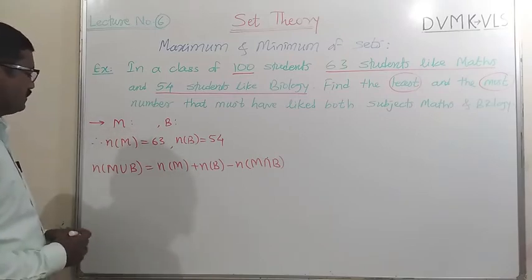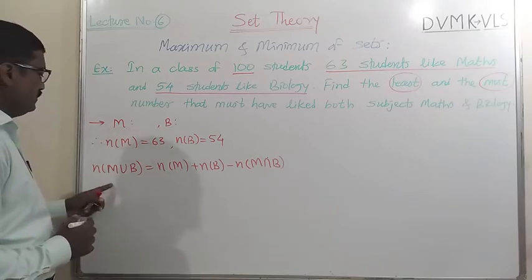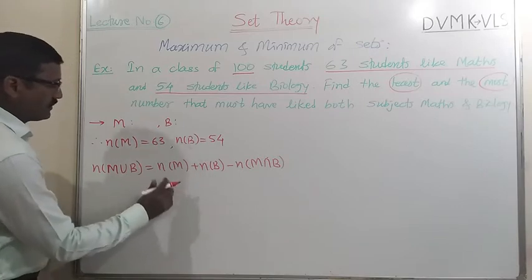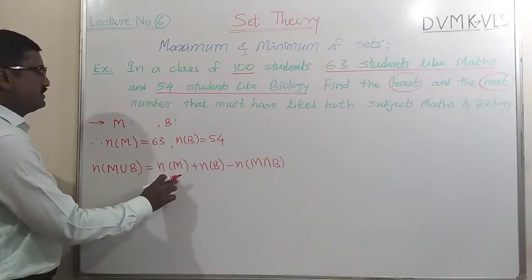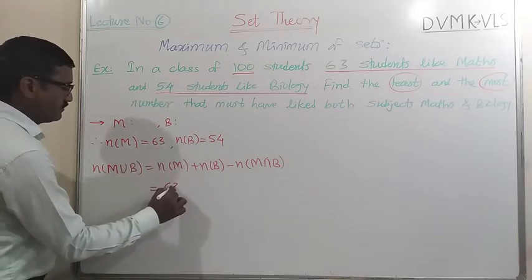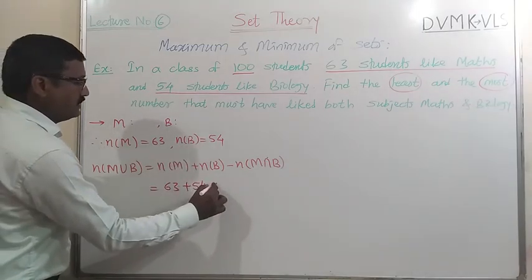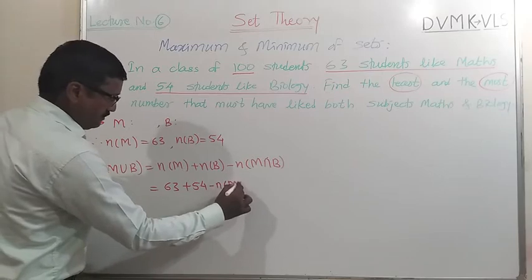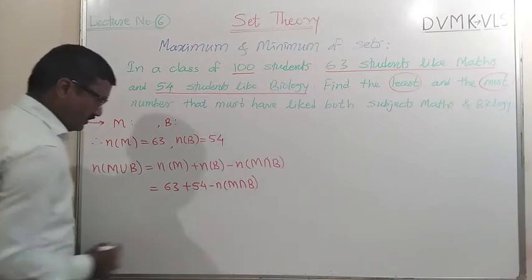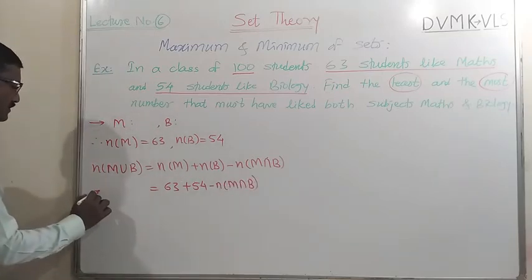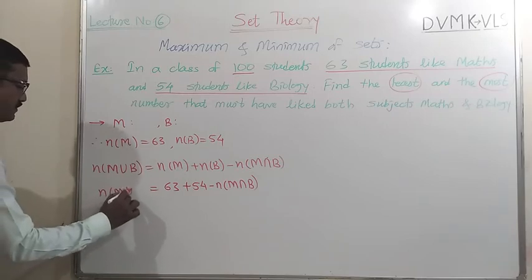Now here the number of elements in union is equal to, what is this? The number of elements in maths, that is 63, plus the number of elements in biology, 54, minus the number of elements in maths intersection biology. So this is this much.